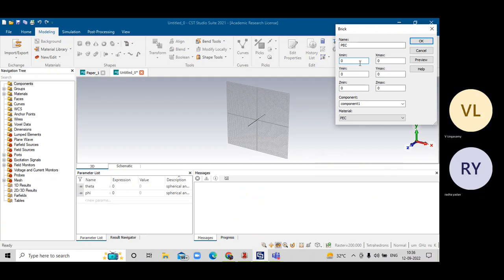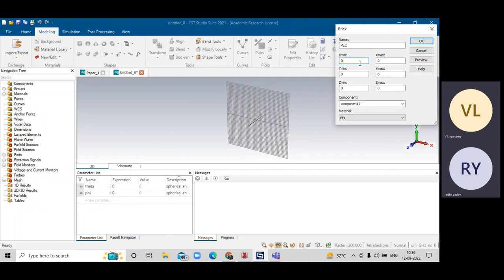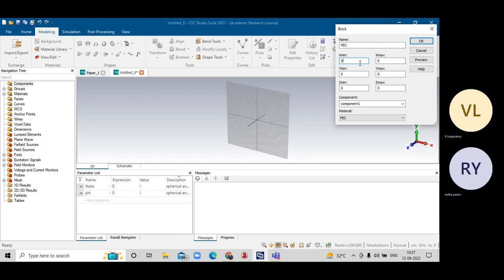Okay. So, micrometer. 17 micrometer. No, not here. See, not here. This is 9.3, which means, micrometer means you have to put 9300. Yes. Correct?